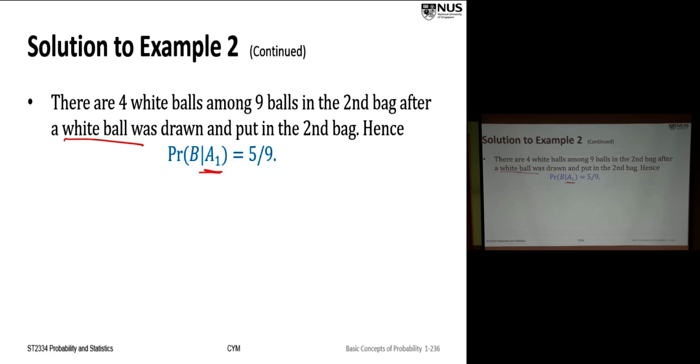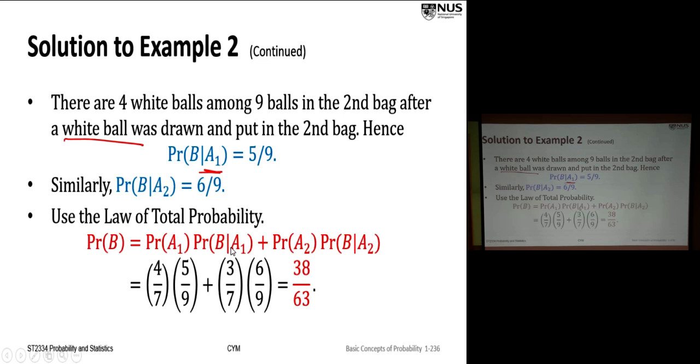In fact, it's the same thing. But this one is the chance of getting a white ball. At first the second bag has only 4 white balls. But if the first one is a white ball and you put it in, now we have 5 white balls. So the chance is 5/9. Similarly, you can work out the chance of getting a white ball if the first ball is a black ball. Then apply the total probability to get the probability of B.